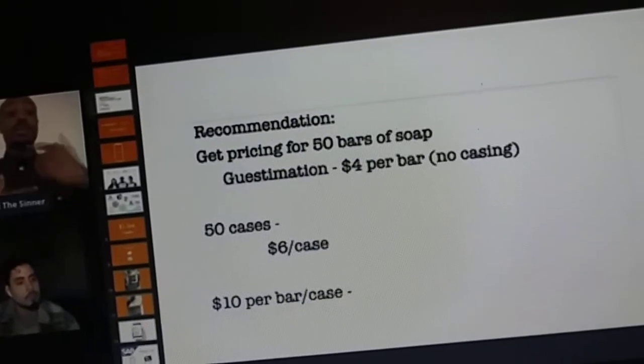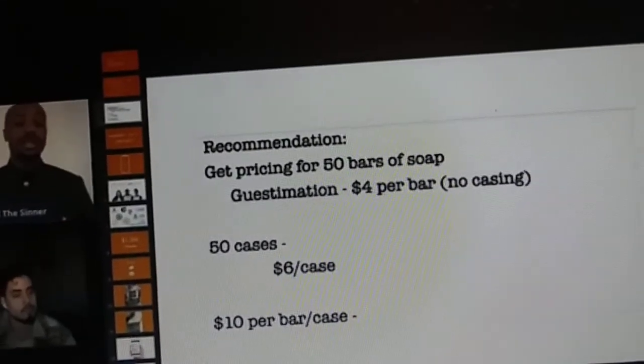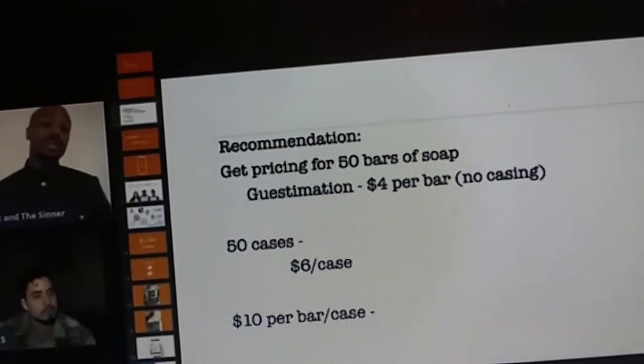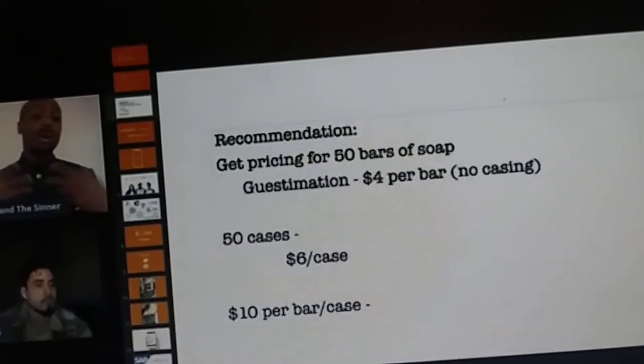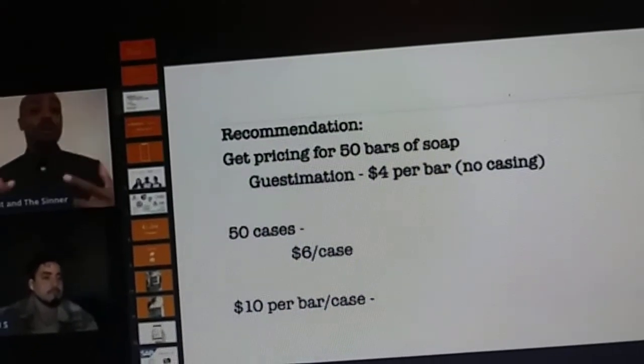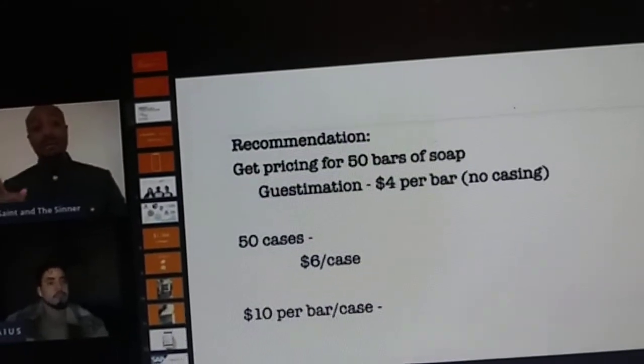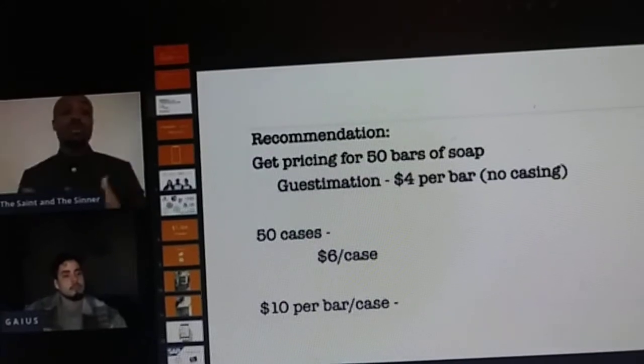When you do a first run of something, you might do it knowing that you're going to lose money, because here's the magic. When you only buy 50 bars of soap, it's $4 a bar. You only buy 50 cases, it's $6 a case. But when you sell all 50, you say, okay, people like this. I know next time I do it, I can probably sell 200.